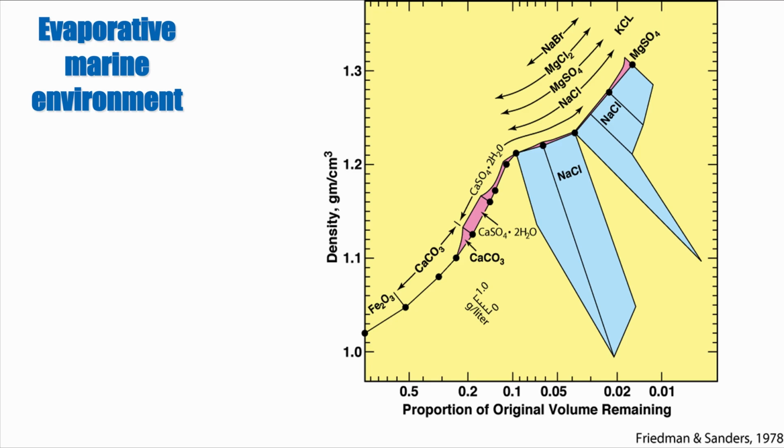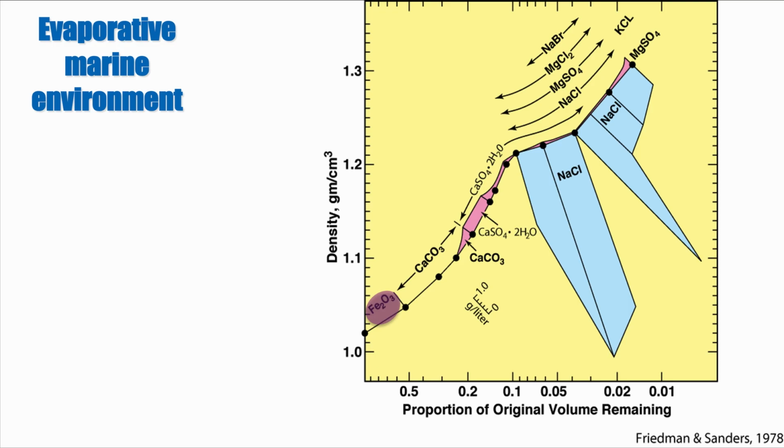On the horizontal axis, we have the proportion of the original volume remaining. We start with half of the original fluids that remains, and we end with only 1% of the original fluid that remains. Now on the vertical axis, we have density in gram per cubic centimeters, and it starts at 1 and finishes at 1.3. And you can see that when we evaporate seawater, we have a predictable sequence of minerals that will precipitate.